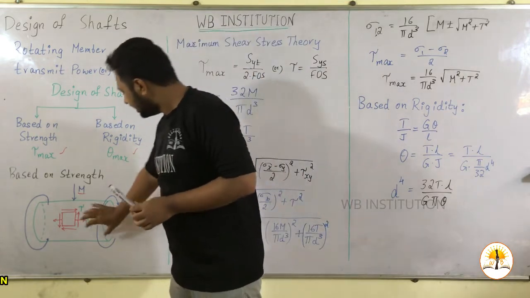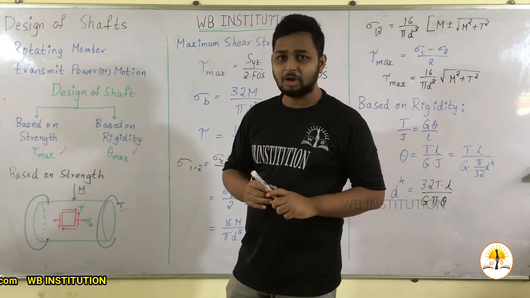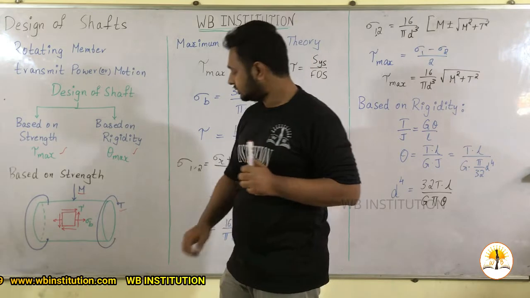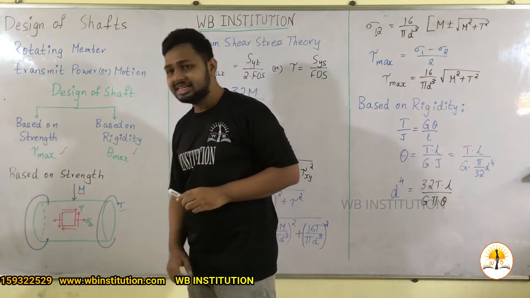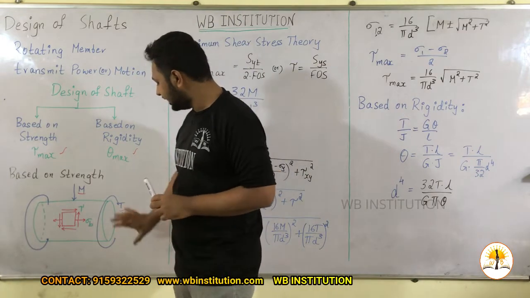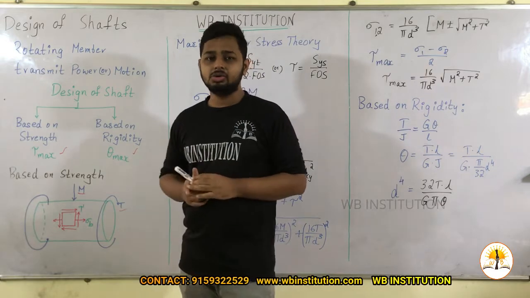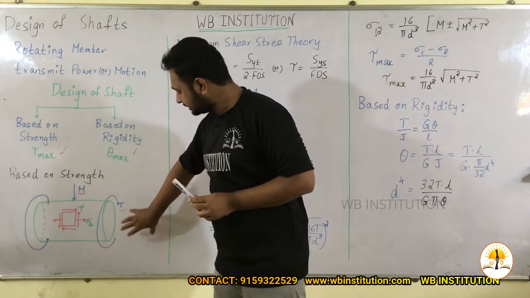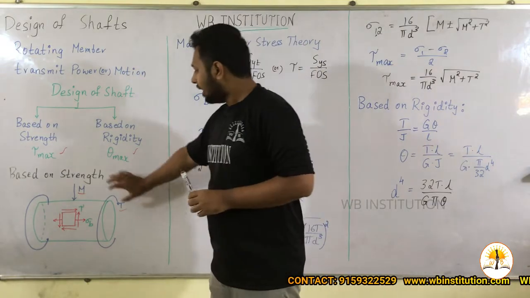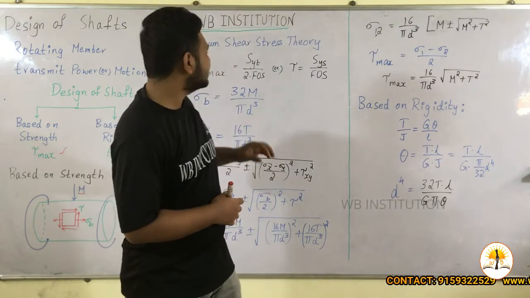Now for the shaft, let us take an element which has two types of stresses. One acts axially and the other is shear stress. The axial stress is called sigma b, which is due to bending, and the shear stress is due to the twisting moment, that is tau. We find the diameter of the shaft on the basis of strength, that is, on the basis of theories of failure.